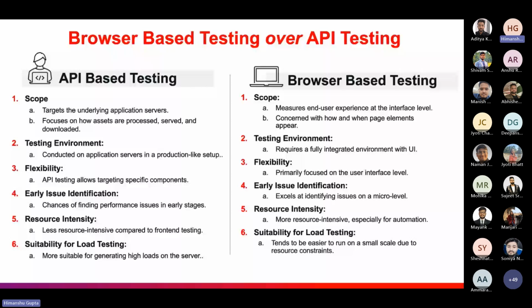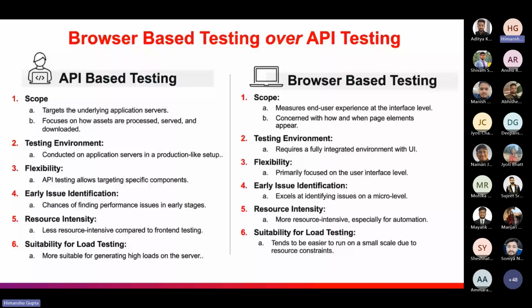Last is suitability for load testing. So API-based testing is more suitable for generating high loads on the server, whereas browser-based testing tends to be easier to run on a small scale due to resource constraints. So we can also generate a higher load on the browser-based testing when we are testing large applications. So let's move on to the next slide.